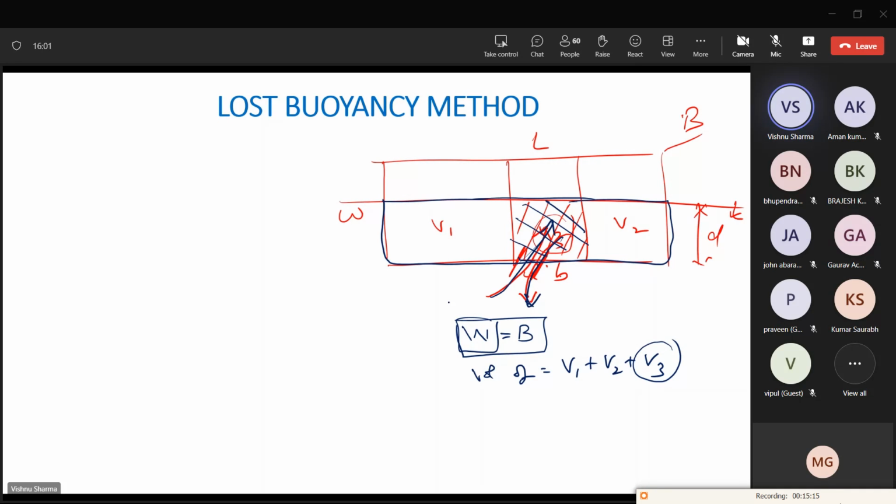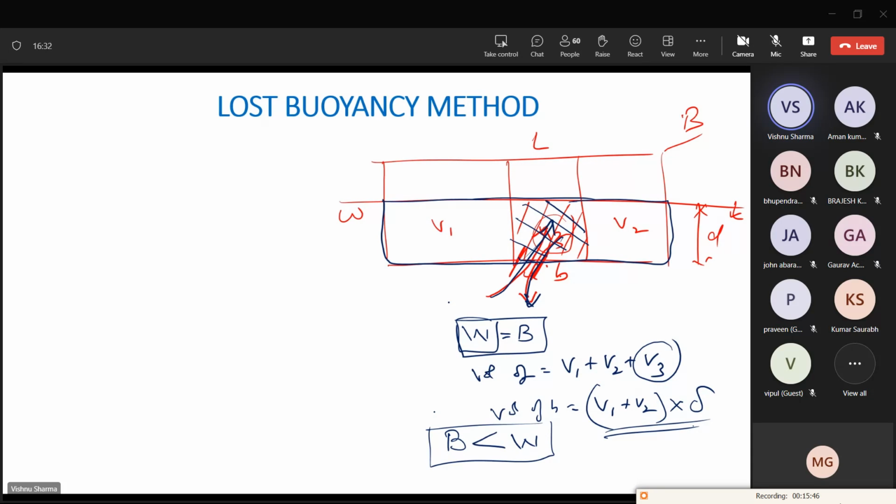If V3 does not contribute to buoyancy and the vessel continues to float at draft D, then what happens? Now the volume of buoyancy is reduced to V1 plus V2. And when I multiply it with the density of the seawater, this buoyancy will fall short of displacement. There is no change in the displacement. Why? Because I have not loaded anything, I have not discharged anything.